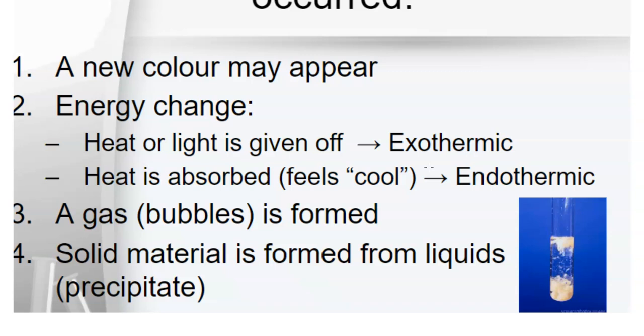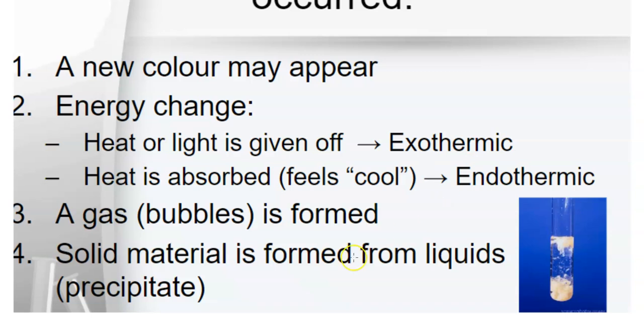Thermic is sort of heat energy, like thermal energy, right? And exo is outwards and endo is inwards. So that's why they're like that. Exothermic is heat given off. Endothermic is heat taken in.